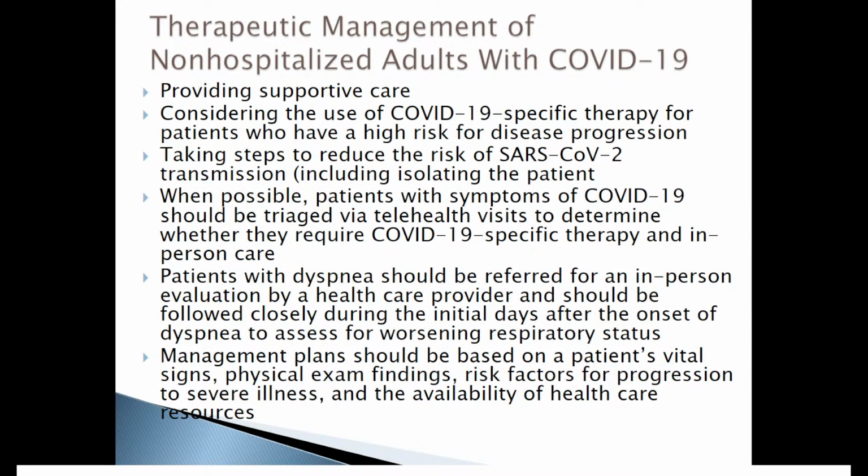And now we'll speak about management of non-hospitalized adults with COVID-19. You have to do supportive care. Consider the use of COVID-19 specific therapy for patients who have high risk for disease progression, who have high temperature, as I told you before, who have lymphopenia, leukopenia, who have immunodeficiency, who have many comorbidities, especially cardiovascular or lung disease. In this case, you have to think about specific therapy.